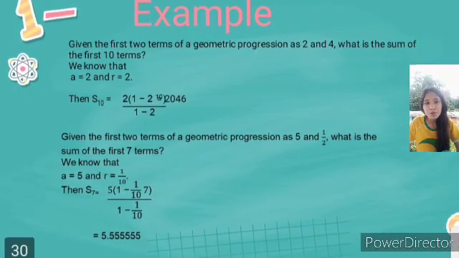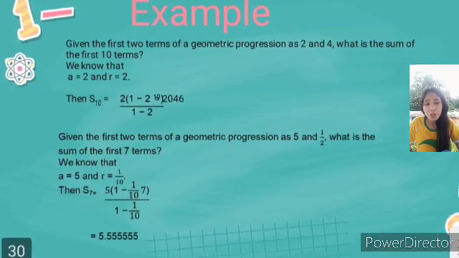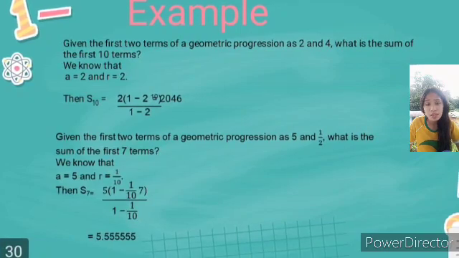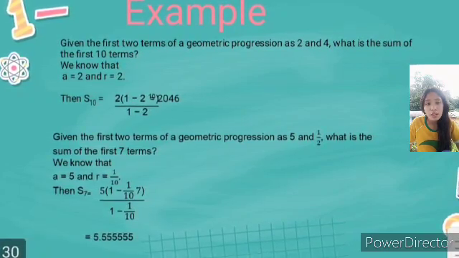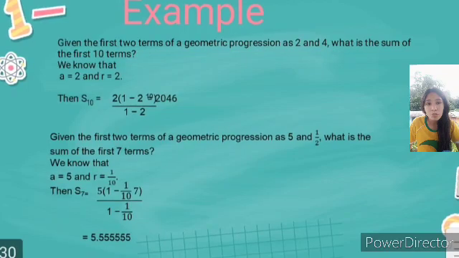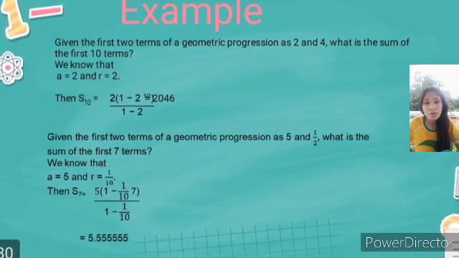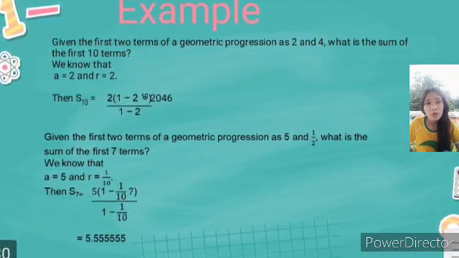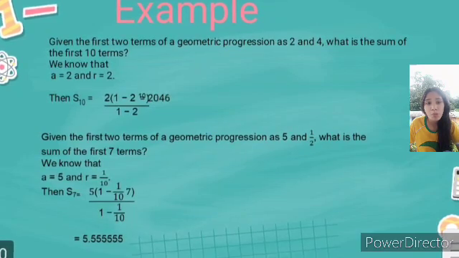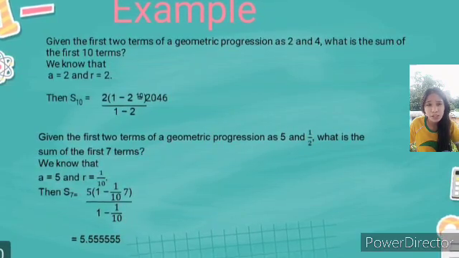Given the first two terms of a geometric progression as 2 and 4, what is the sum of the first 10 terms? We know that a is equal to 2 and r is equal to 2. Then S subscript 10 is equal to 2 times 1 minus 2 raised to 10, over 1 minus 2, which is equal to 2046.